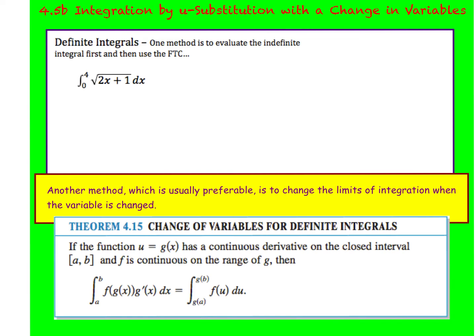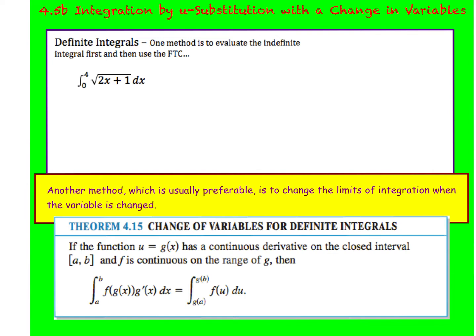4.5b, integration, use substitution. We are going to change variables today, but we're going to have definite integrals now. So let's do this first one. So now we have an integral from 0 to 4 of square root 2x plus 1 dx.